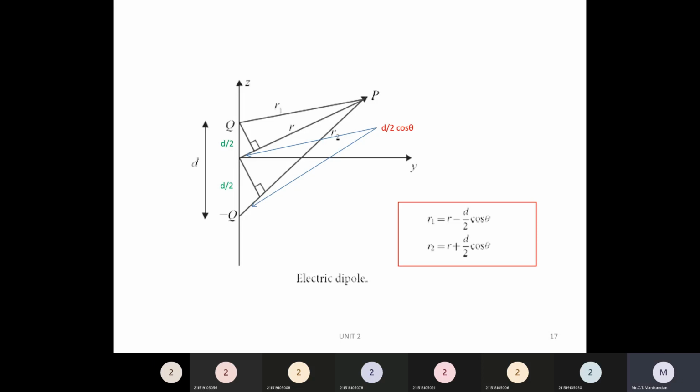So the statement is very, very important: potential due to a dipole is directly proportional to the dipole moment and inversely proportional to the square of the distance. I had told you, please study the equation as a statement. So the potential because of a dipole is directly proportional to the dipole moment and inversely proportional to the square of the distance.